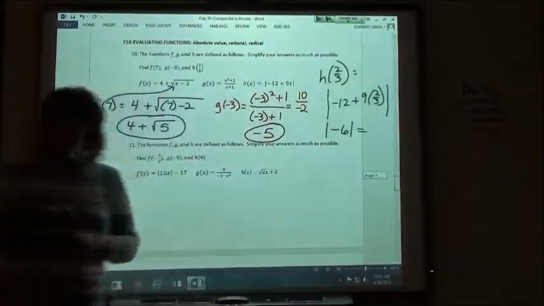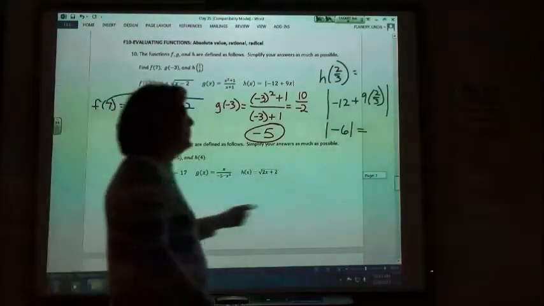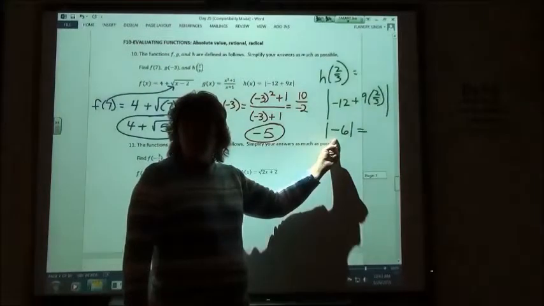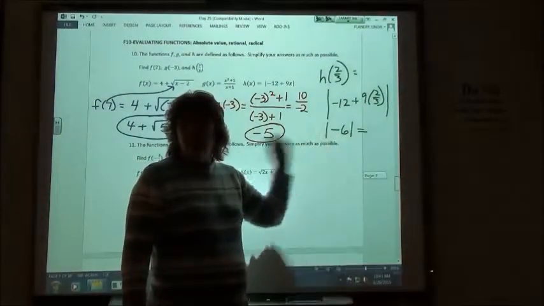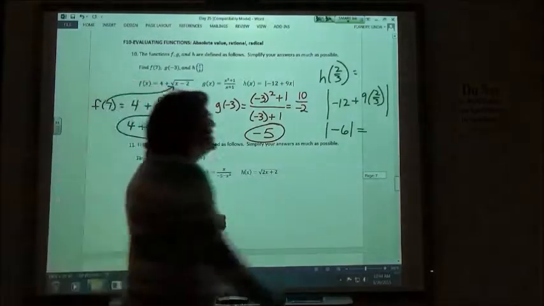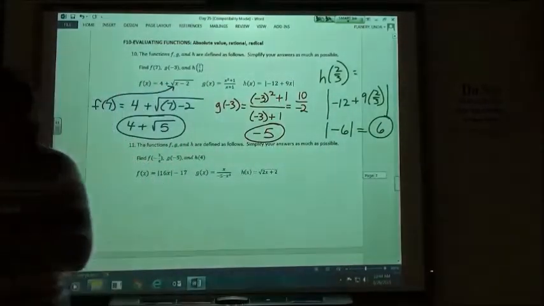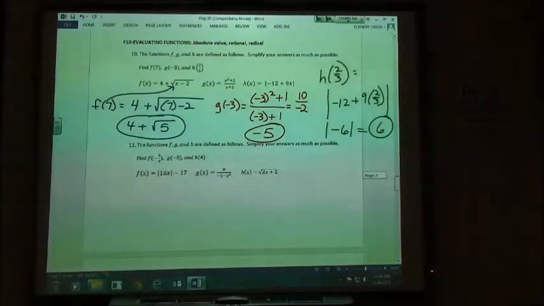And when you do the absolute value of negative 6, what's your answer? What do these bars do? They make it positive, exactly. If it's positive, it stays positive, but if it's negative, it goes to a positive because it's saying how far is a negative 6 from 0? A negative 6 is 6 places from 0. We got our 3 answers.